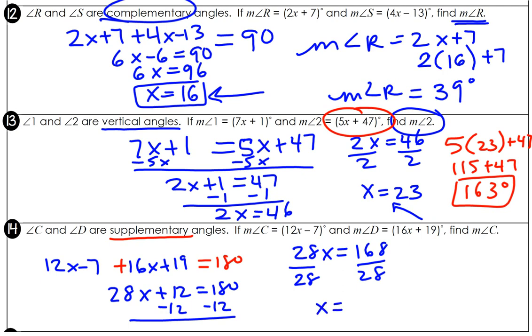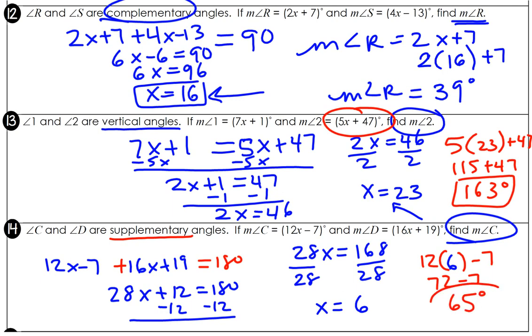Okay. I don't have my calculator here, so I'm going to take a guess that maybe it's going to be 6. 28 times 6 is 48. 12, 13, 14, 15, 16. Yes. All right. So the answer is x is 6. But again, that's not the question. The question is, what's the measure of angle C? Well, C is 12 times x, take away 7. So I'm going to fill that x in here. So 72 minus 7. Measure of angle C is 65 degrees.